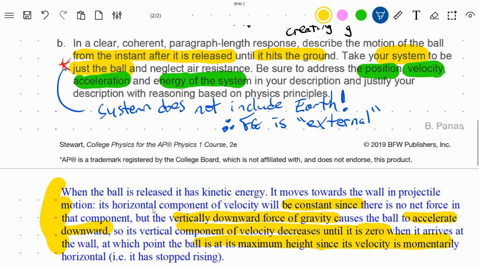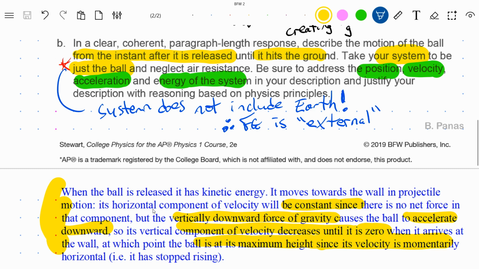Okay, so in this block, and again, this is not the entirety of my answer, I chose to mostly focus on the kinematics. I did mention kinetic energy, but this is mostly talking about the velocity and the acceleration of the object. I didn't really explicitly talk about position.